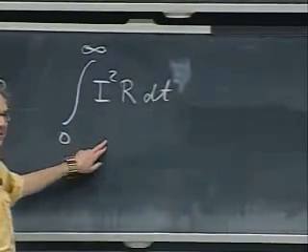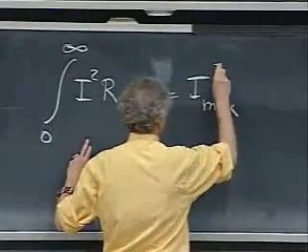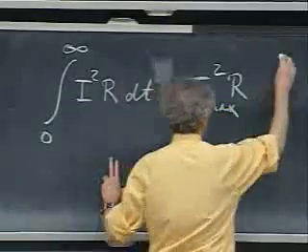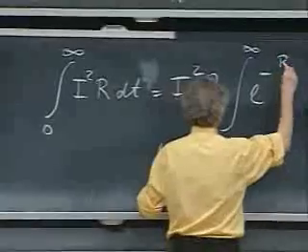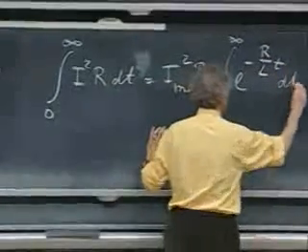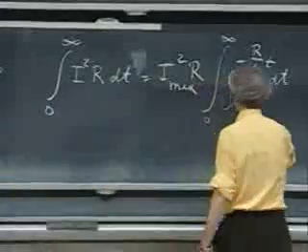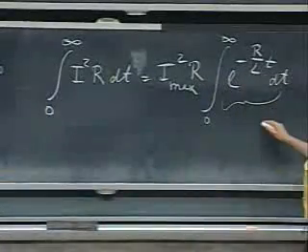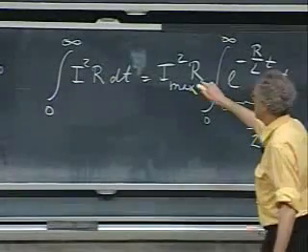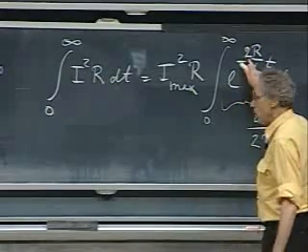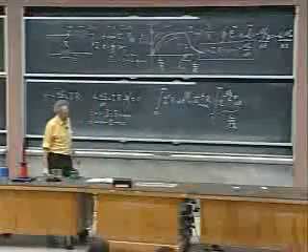I just erased it, but I still remember it. So I can bring I max outside, and I can bring the resistance outside, and then I get the integral from 0 to infinity of e to the minus R over L times t dt. And this is a trivial integral. This integral is L divided by 2R. Oh, by the way, it is I squared, so I have a 2 here. That's very important. Don't forget the 2. And so that integral is L divided by 2R.